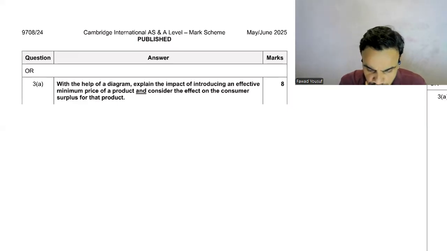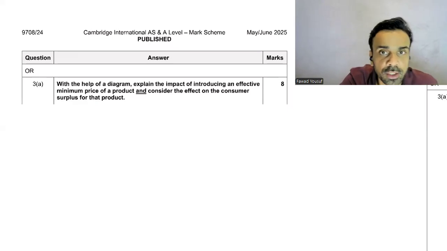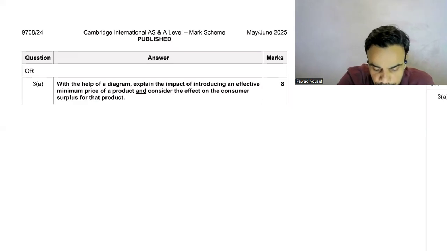All right. So June 2025, variant 24. By the way, now there's another variant जो पहले नहीं होता था. From this year, we have variant 24 also. With the help of a diagram, explain the impact of introducing an effective minimum price.